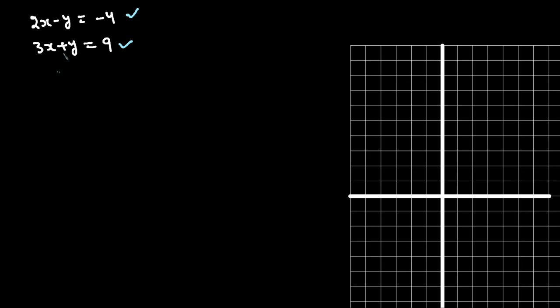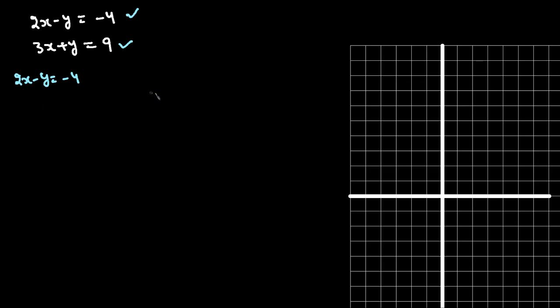Okay. So let's solve the first one, 2x minus y is equal to negative 4. Not solve, I mean graph the first line, or first equation. So what we need to do is plug in the x value and solve for y, or plug in the y value and solve for x. Okay.